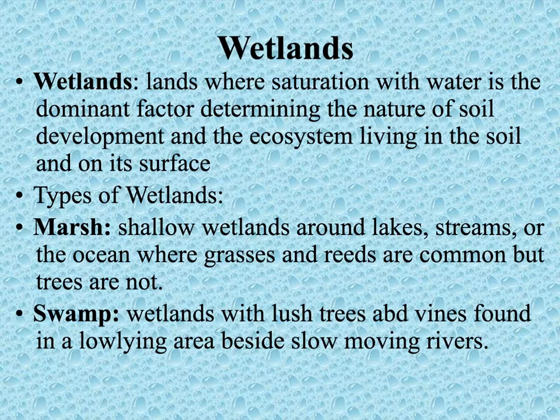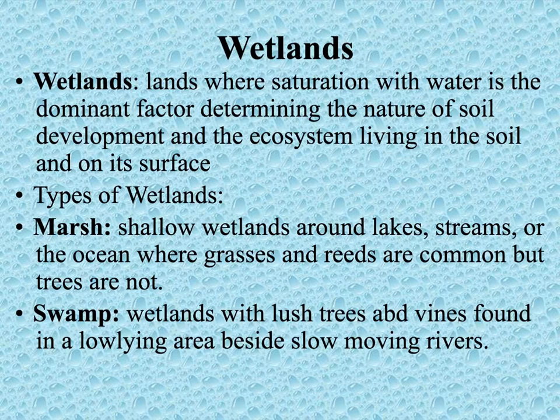So wetlands. We discussed yesterday in the Do Now the difference between a marsh and a swamp. Marsh and swamp are both types of wetlands. So wetland, land where saturation with water is the dominant factor determining the nature of the soil development and the ecosystem. That's again third time that we've talked about ecosystem. The ecosystem living in the soil and on its surface.